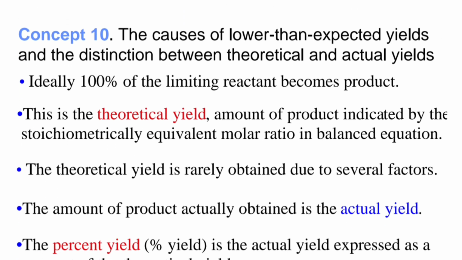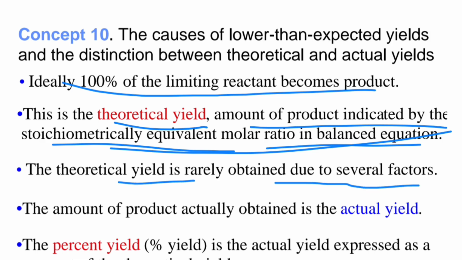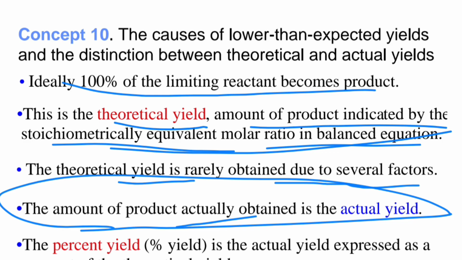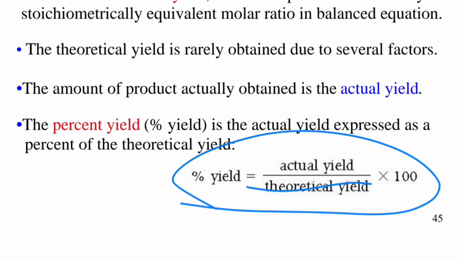Now the causes of lower than expected yield, and the distinction between theoretical and actual yield. Ideally, 100% of the limiting reactant becomes product. This is the theoretical yield, the amount of product indicated by the equation, the stoichiometric equivalent molar ratio in a balanced chemical equation. But theoretical yield is rarely obtained due to several factors. The amount of product actually obtained is the experimental yield, called the actual yield. Actual yield in reactions is mostly less than the theoretical yield. The formula of percentage yield is actual yield divided by theoretical yield multiplied by 100.